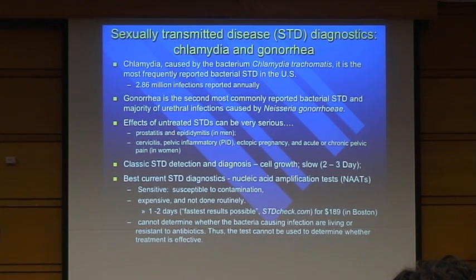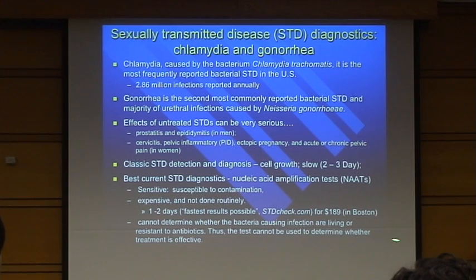Again, classic STD detection is cell growth, and it's very slow. These are organisms, quite frankly, that grow much more slowly than the other bacteria that I spoke about. Very successful at finding a place to live on the planet, but very, very slow. Current STD diagnostics are nucleic acid amplification tests. They're quite sensitive, but the cost of sensitivity is contamination, and that does tend to be a problem. They're relatively expensive and not done routinely.